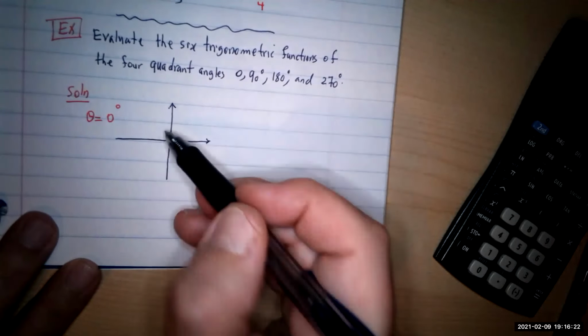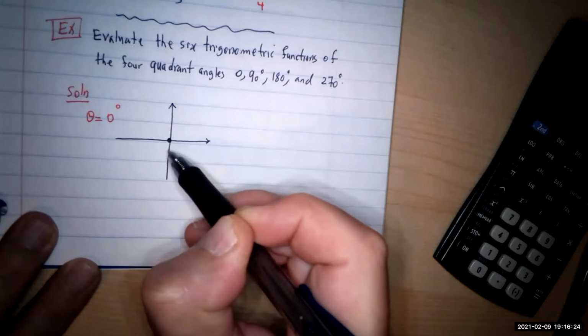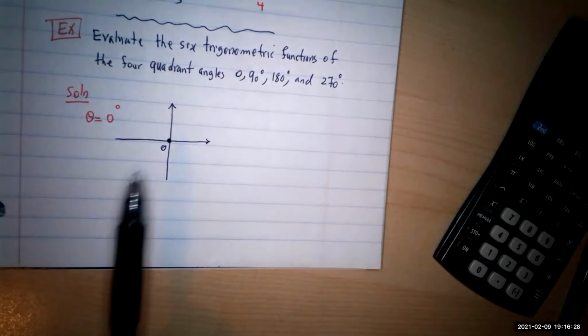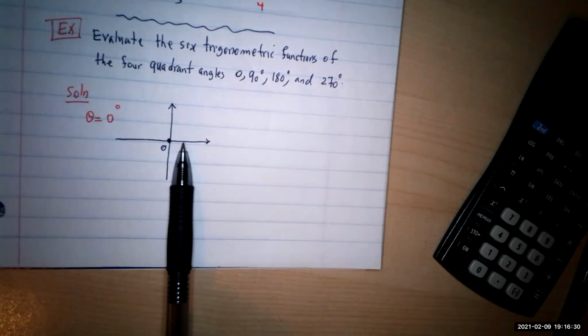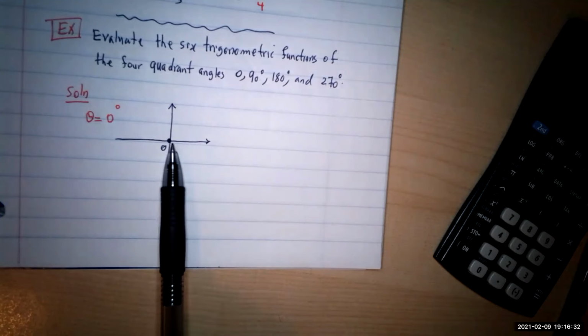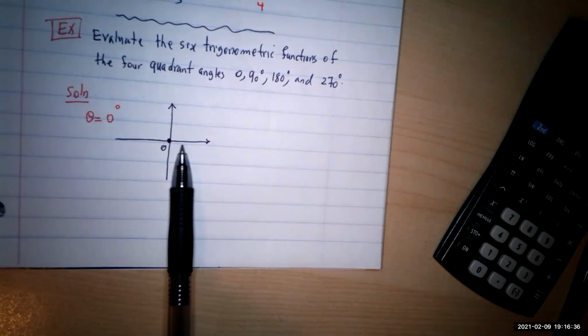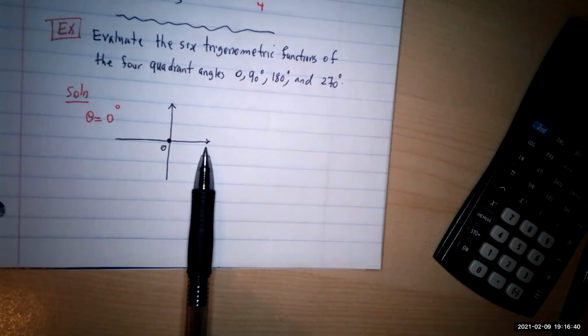Okay, so the angle 0 is here. You see, this is going to be 0. The initial side is going to be the x-axis, and the terminal side is also the x-axis. So what we usually do is we pick a point on the terminal side.